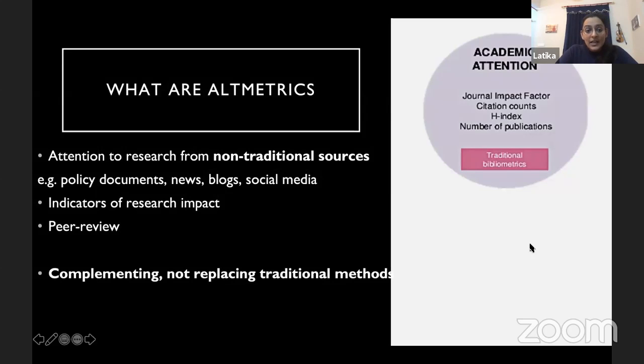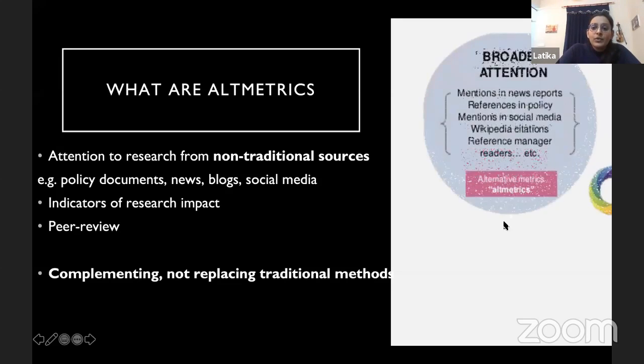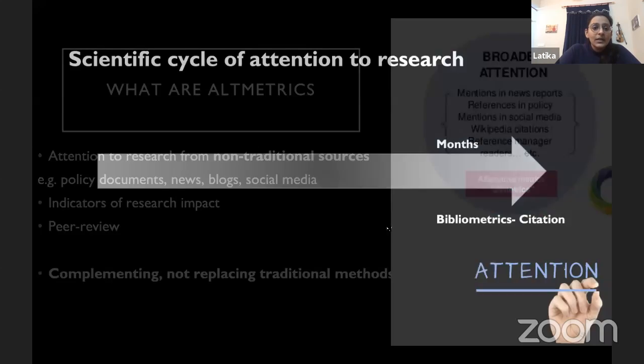It's basically attention to research from non-traditional sources like policy documents, news, blogs, social media. And it's an indicator of research impact, and also it complements but does not replace traditional metrics, which is the most important thing to be remembered after today's talk. So the broader attention is captured from a wide range of different sources.